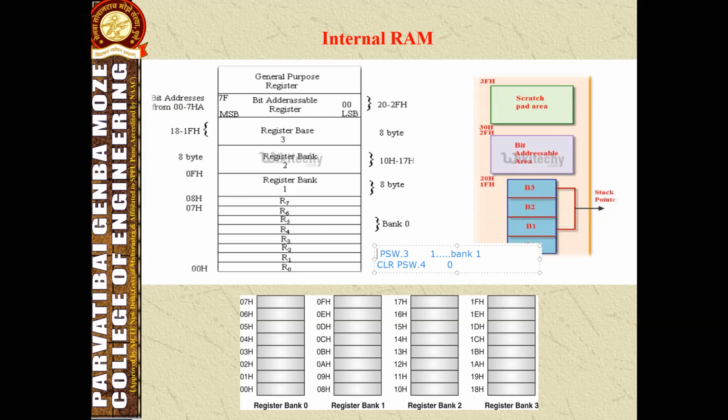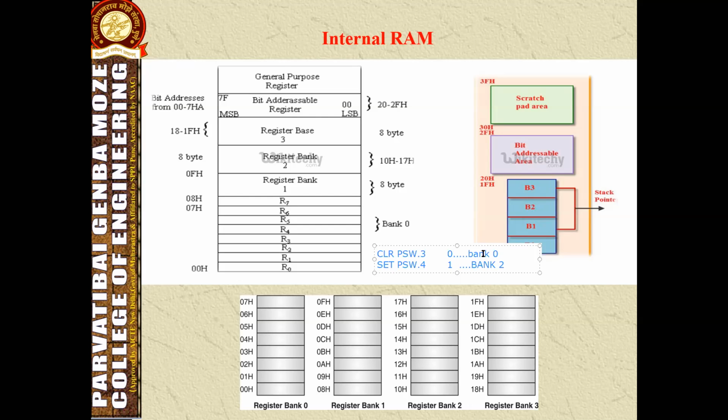If both bits are cleared, 0-0, then bank 0 is going to be selected. If we want bank 2, starting from 0-1 we set the fourth bit, so the combination becomes 1-0. Here the fourth bit of PSW is 1 and the third is 0, and hence bank 2 is going to be selected.